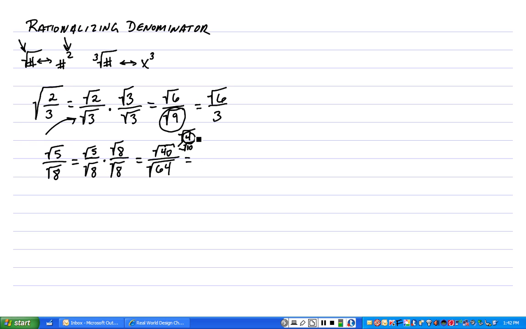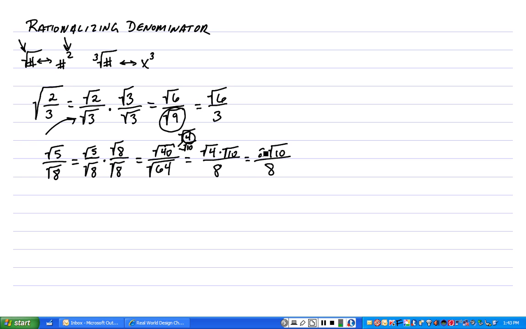Let me just go ahead and write it out. My square root of 40 is like saying square root of 4 times square root of 10. And the square root of 64, we already know, is 8, so I don't have a radical in the denominator anymore, but I still can simplify the numerator a little bit more. Square root of 4 is 2. 10 cannot be broken down by a perfect square, so it stays under the radical. And you have your 8 in the denominator.